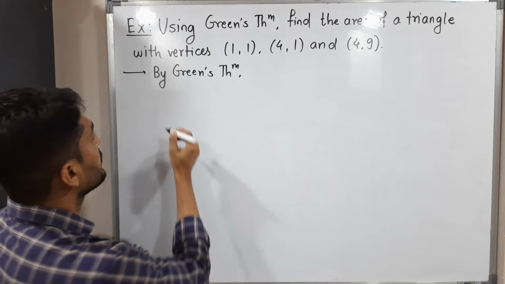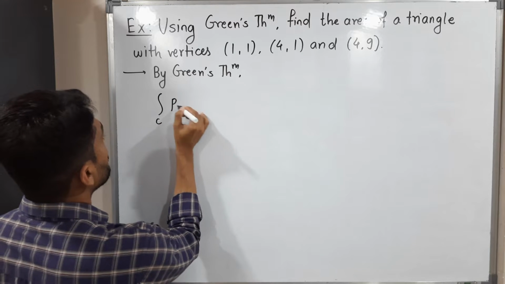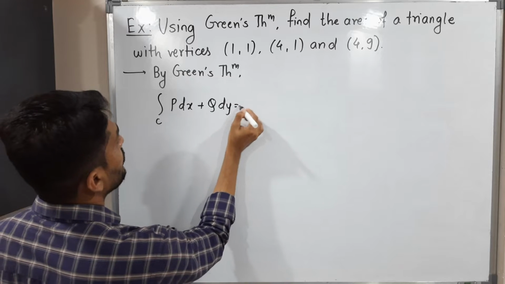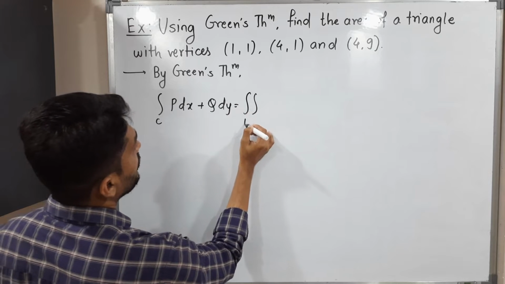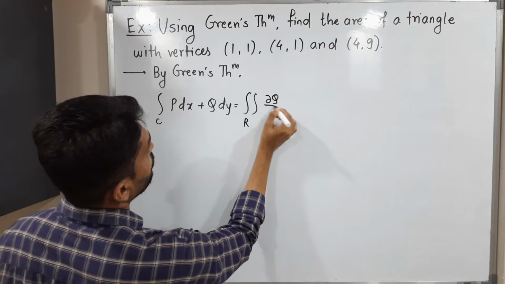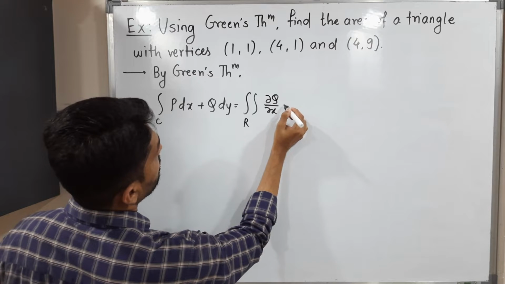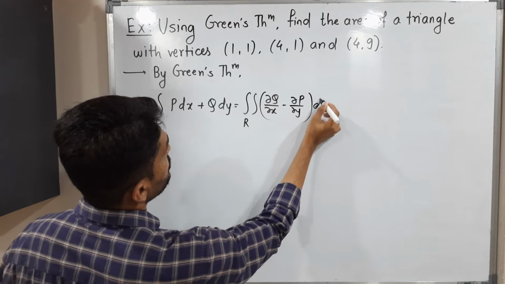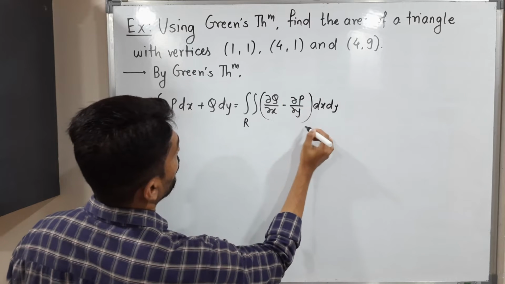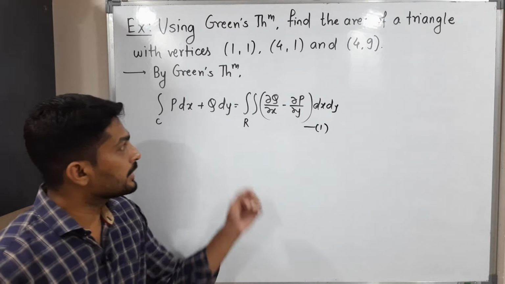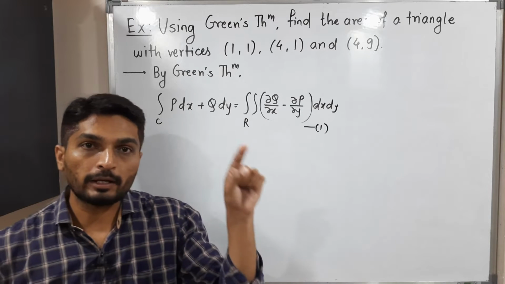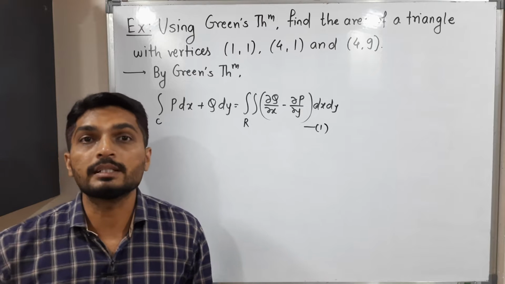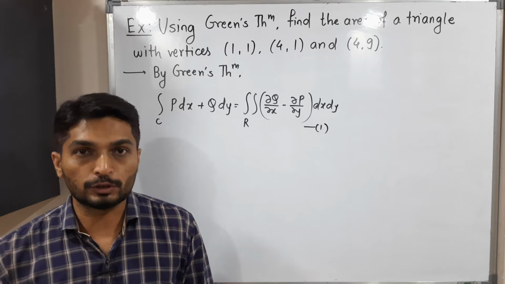The statement is: integration over C of P dx plus Q dy is equal to double integration over R of (delta Q by delta x minus delta P by delta y) dx dy. So this is the statement of Green's theorem, right? Let me call it 1. Here R is a region which is bounded by closed curve C, right? So let us see first how to use Green's theorem to find the area of any region.